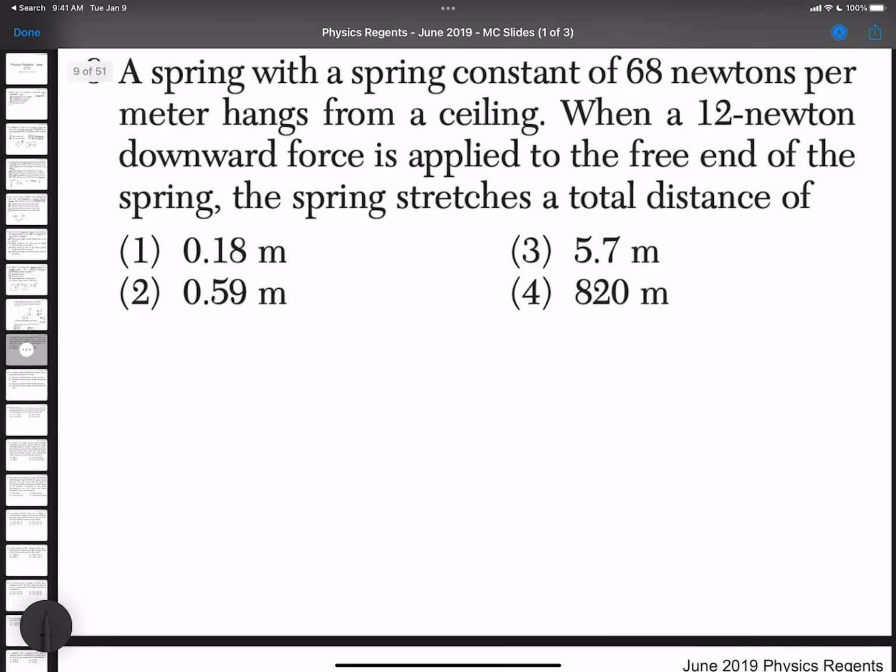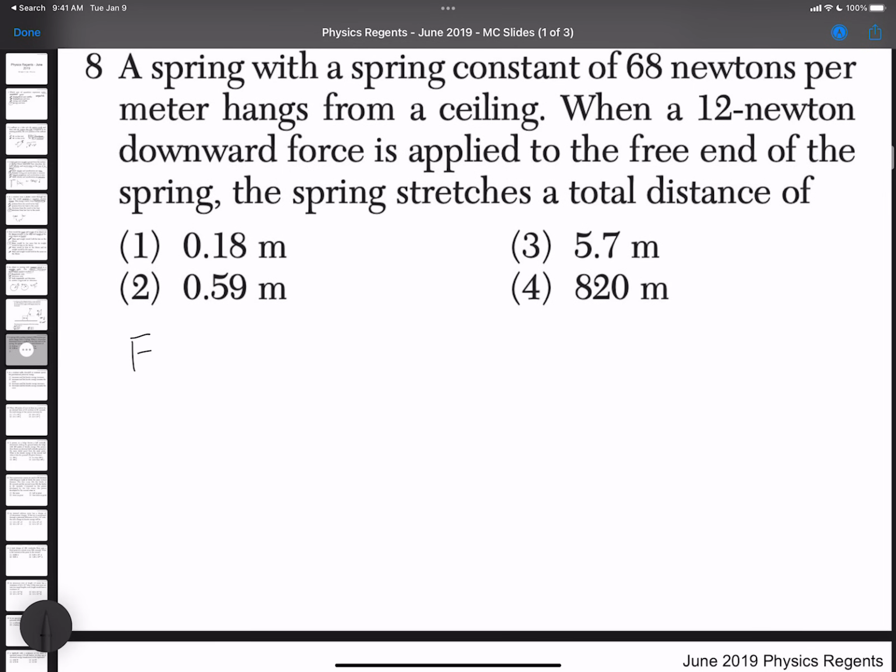All right, question 8. Question 8 states a spring with a spring constant of 68 newtons per meter hangs from a ceiling. When a 12 Newton downward force is applied to the free end, the spring stretches a total distance of. All right, this is a question that has to do with springs, spring constants, and the spring force. We can get the equation for this on page 6 of the reference table. What we find is that the force of the spring equals the spring constant times the elongation length or compression length or the change in length of the spring.